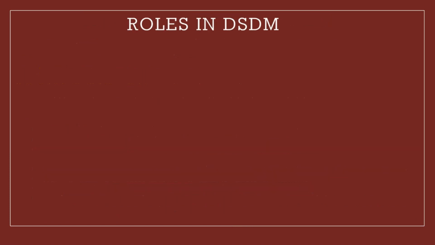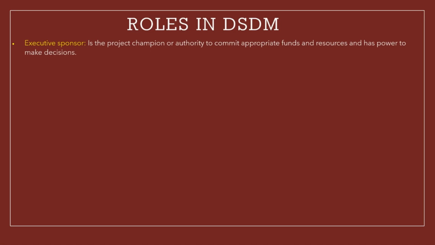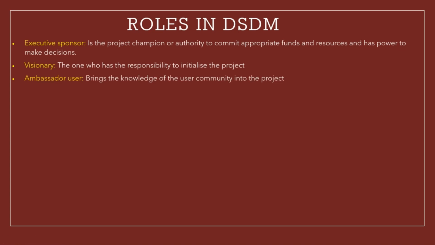As this is a quick deep dive on DSDM, let us lastly see roles in DSDM. Executive sponsor. Executive sponsor is the project champion or authority to commit appropriate funds and resources and has the authority or power to make decisions. Visionary is one who has the responsibility to initialize the project. Ambassador user. He brings the knowledge of the user community into the project.